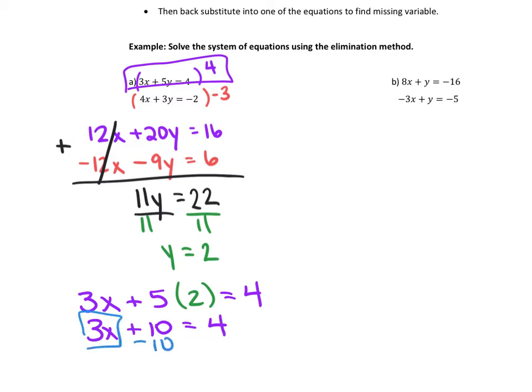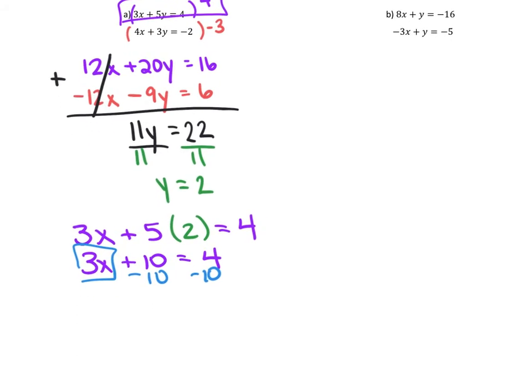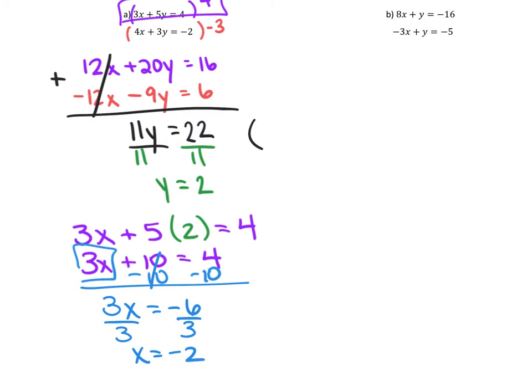So I'm going to subtract off 10 on both sides. And I get 3x is equal to -6. Divide by 3. Divide by 3. x equals -2. So the solution set here to satisfy both equations is -2, which is the x value, and positive 2, which is the y value.